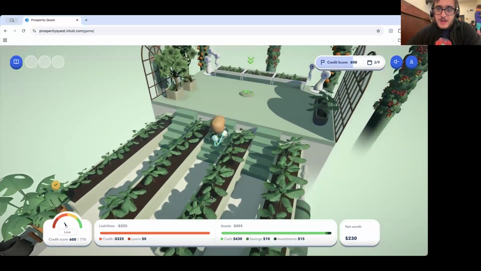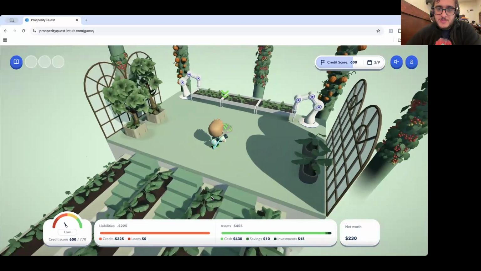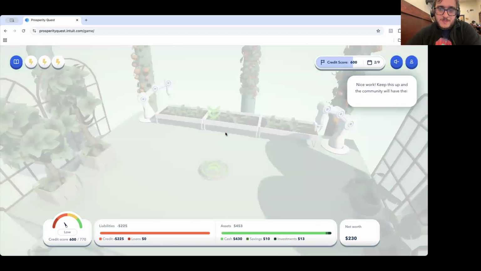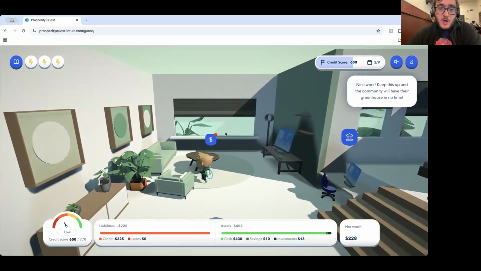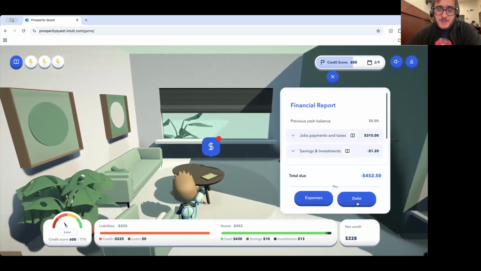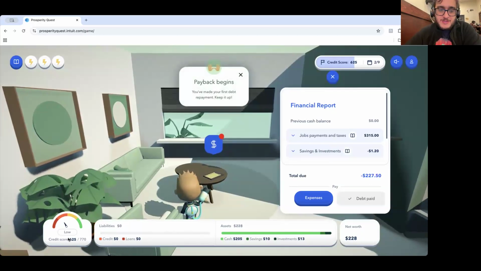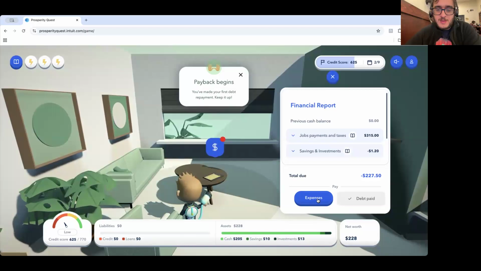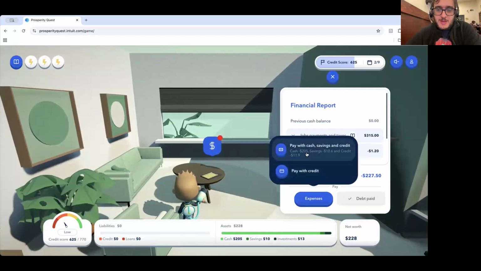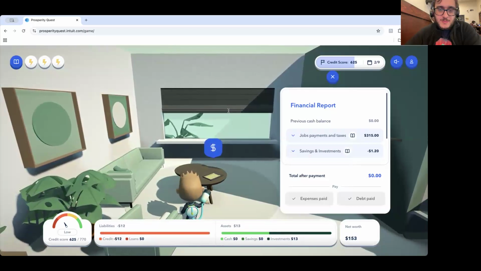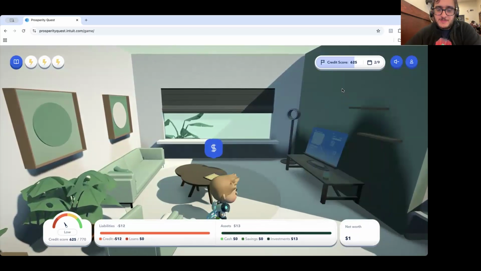And then now there's something else left here to do. I have no more energy points. I'm going to go back to the main room. Okay. And I always have to go to these two sections. I'm going to pay my debt. I pay with cash. Okay. So my credit score, 625. I'm going to pay with cash and savings and credit. Okay. Exit out.